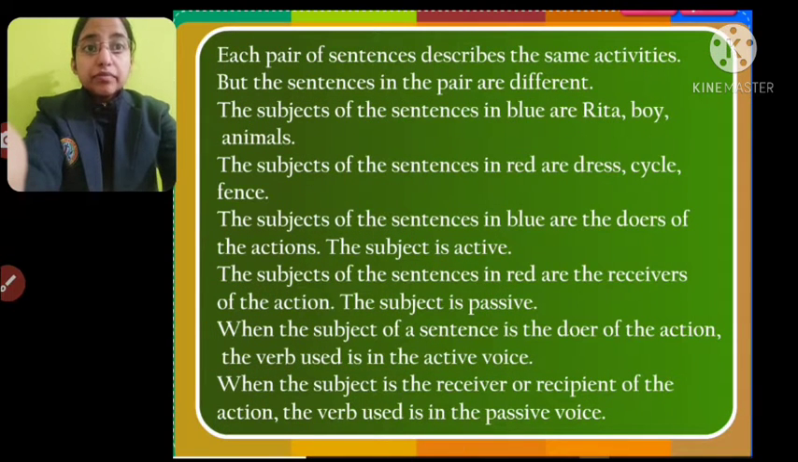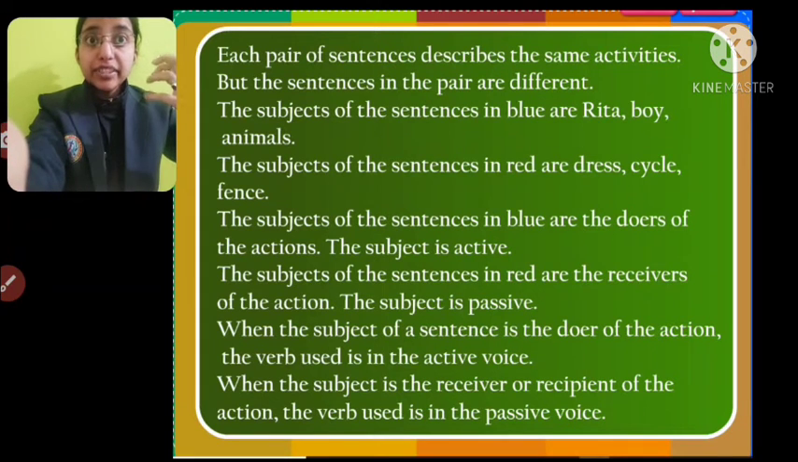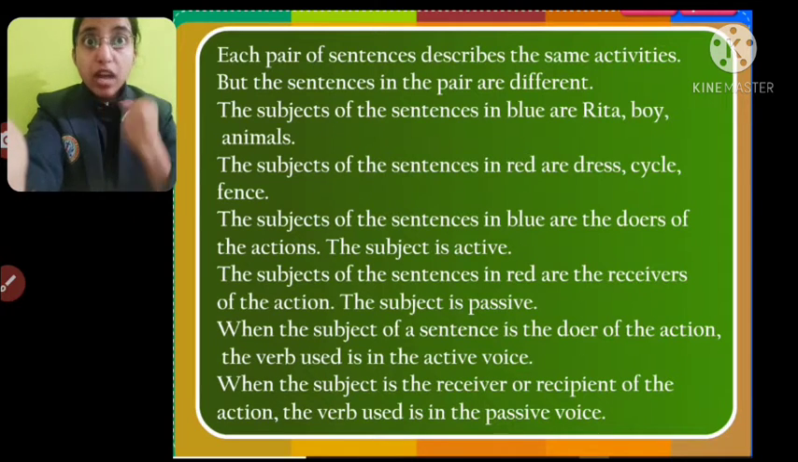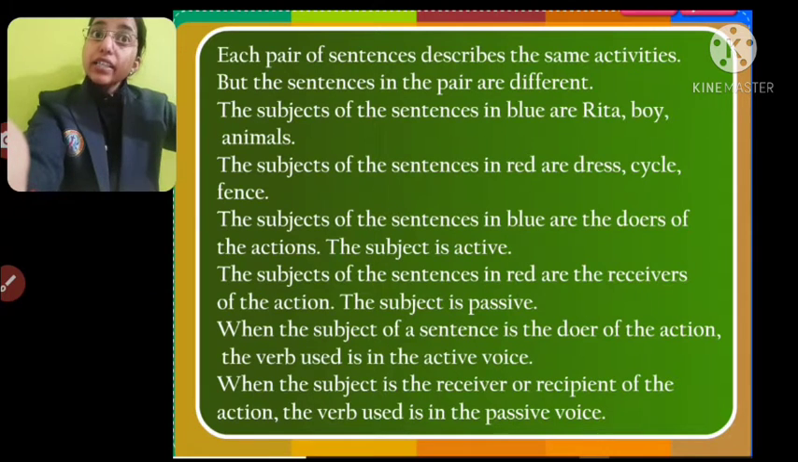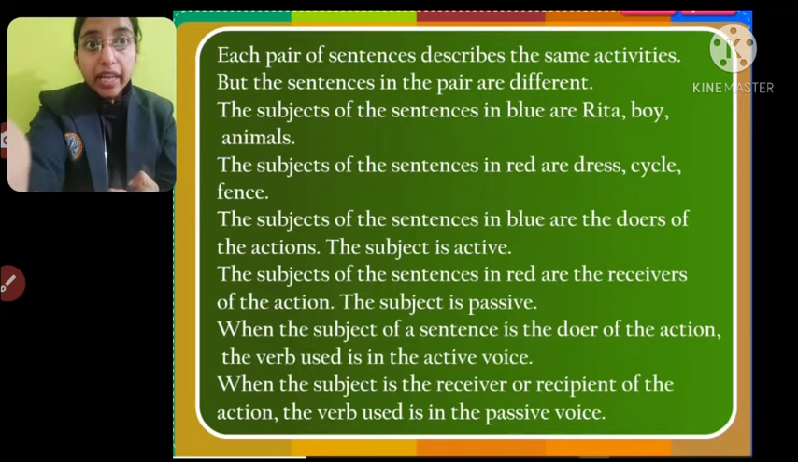Now, the subjects of the sentences in blue are the doers of the action. The subject is active. The animals broke the fence. तो animals क्या है? Active है क्योंकि वो fence broke कर रहे हैं. तो subject क्या हुआ यहाँ पर? Active. But the subjects of the sentences in red are receivers of the action. The fence was broken by the animals. So the fence क्या है? वो action receive कर रहे हैं. They are receivers of the action, and the subject is passive.